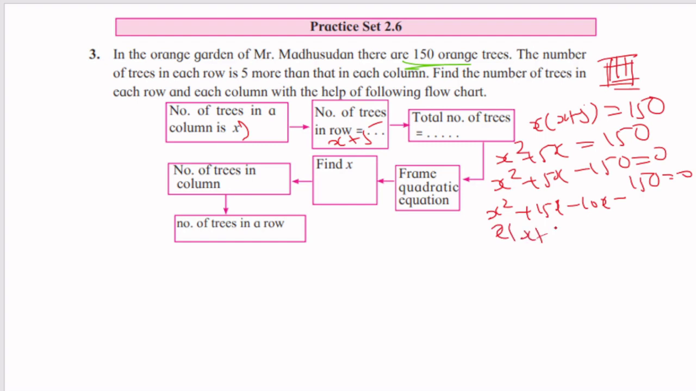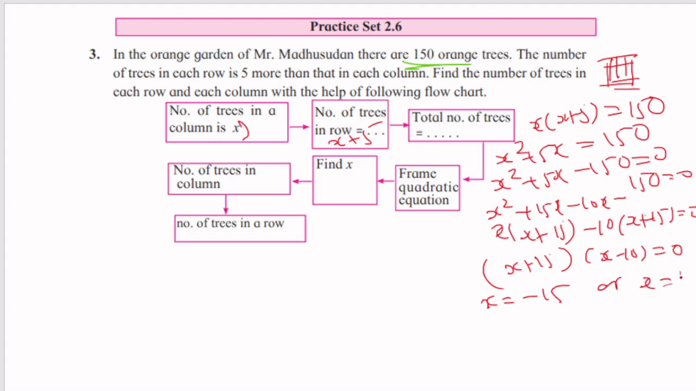Take x common, so x plus 15. Take minus 10 common, x plus 15 equal to 0. So we'll get two brackets, x plus 15 and x minus 10 equal to 0. So your answer should be either x equals minus 15 or x equals 10. Now you are smart enough. After solving a couple of questions, you cannot select minus 15, you should select 10. Why? The number of trees cannot be negative. If the number of trees were negative, no human beings could be alive.